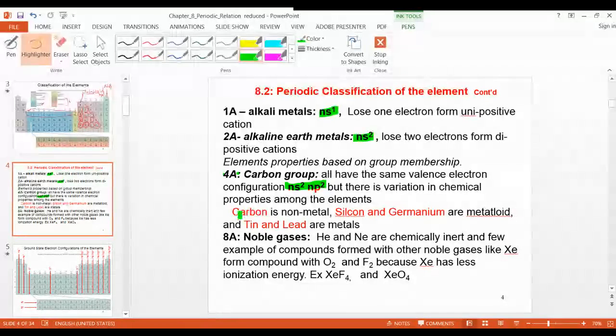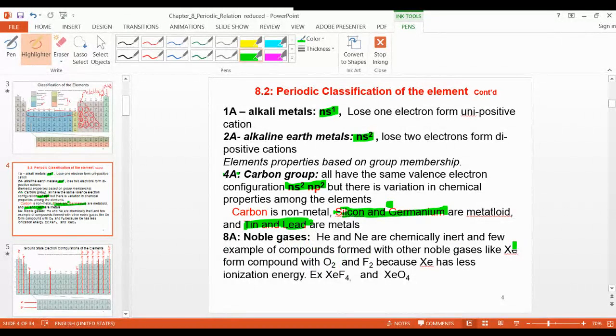Now this carbon is a non-metal; silicon and germanium are the metalloids. Why do we call them metalloids? Because they are used in industry, in the electronic industry. Germanium or silicon chips are put into mobiles and laptops. And tin and lead are metals, as I already explained.